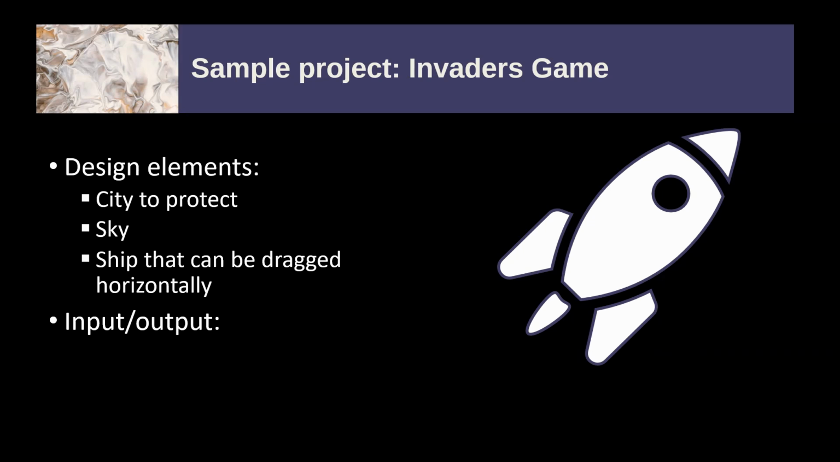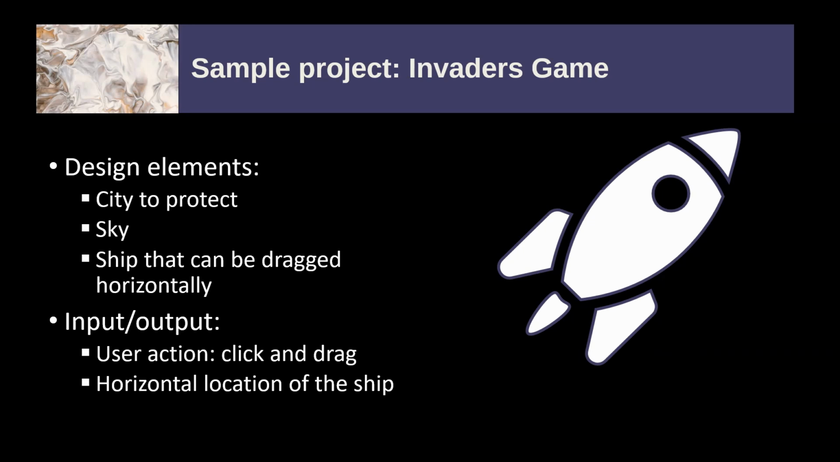And then for our inputs and outputs, we want that user action of click and drag to drag the ship along. And as an output, we want to know the horizontal location of the ship. We're going to need to know that if we want to tell if the ship has stopped the projectile or if it's gone through to hit the city. So that's some information that we need. And again, this will get a little bit more complex as we start to program, but we know for sure that those are some things we need right now. With that in mind, that sets the table for us. Let's go take a look at the start of this program.